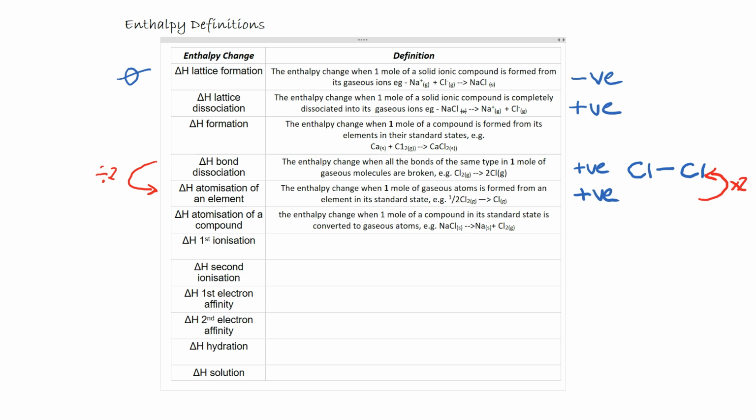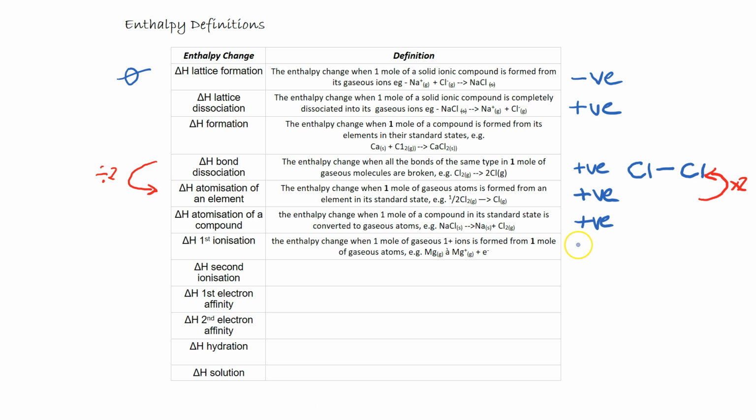So the atomization of a compound, again, is always a positive value since we are breaking bonds. But this time we're talking about the enthalpy change when 1 mole of a compound in its standard state is converted into gaseous atoms. So rather than doing it stepwise, we're doing it as one whole reaction. We tend to look at atomization of elements rather than of whole compounds.